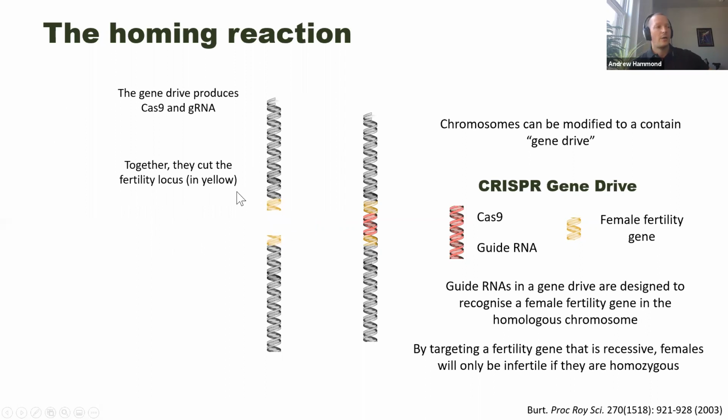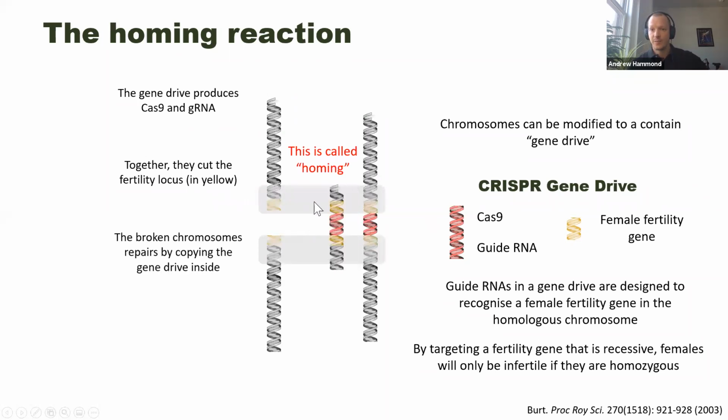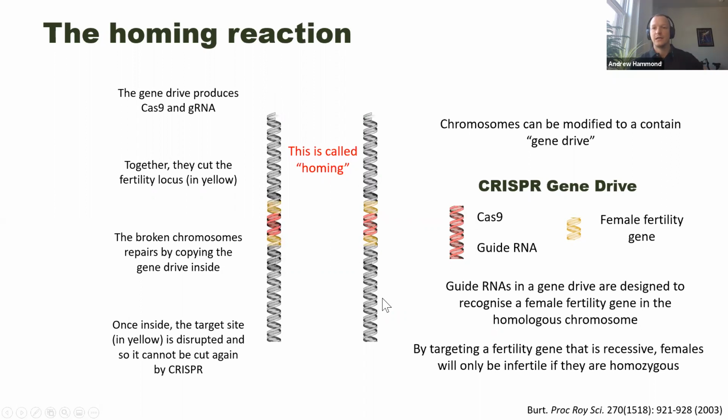it. And once that chromosome is cut, it needs to repair. And the best way to repair is by using your unbroken partner chromosome as a template. So this is homology-directed repair, but in this context, we call it homing. And this is really the driver of gene drive. This is the motor. This is how it works. And this process continues going on every time a gene drive chromosome sees a non-gene drive chromosome. It's going to cut it and copy the gene drive inside.